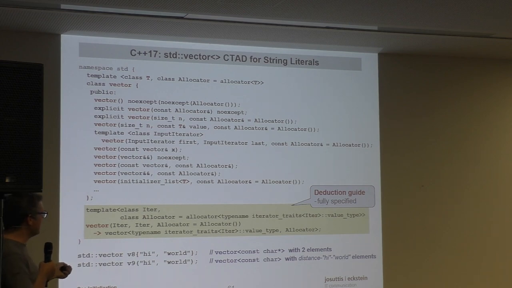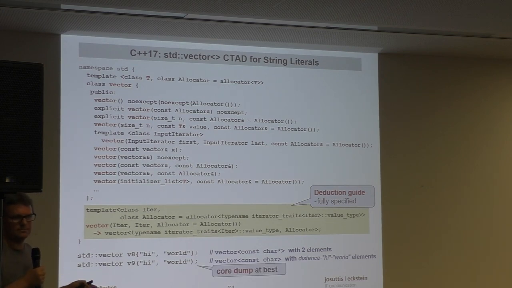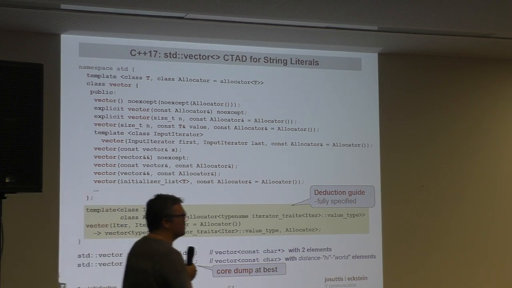Here, now we take this as two iterators. The iterator here is the begin. This is the end. So we initialize the vector by all constant characters, because we point to characters between the string literal "hi" and the string literal "world" in my program, wherever they are. If you are lucky, this will be a core dump. If you are not lucky, this will be something worse.